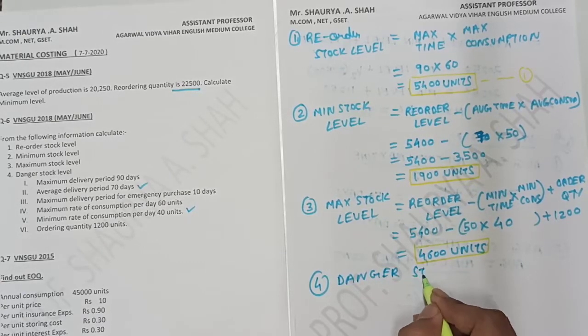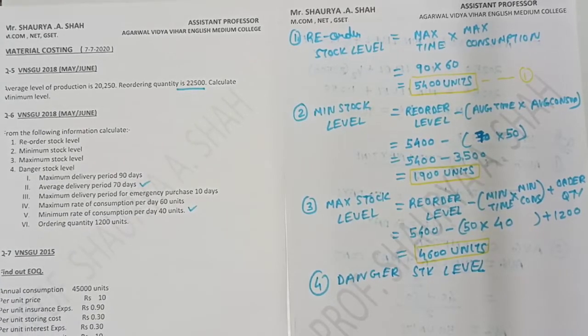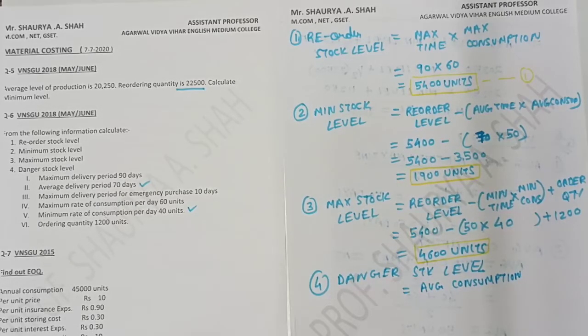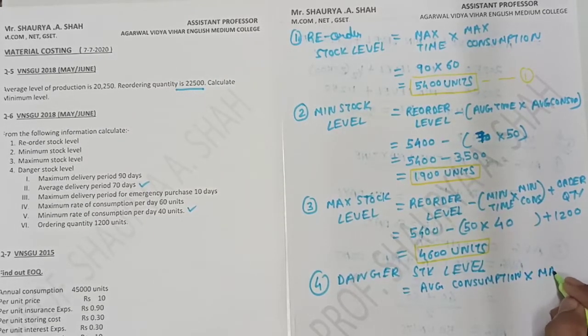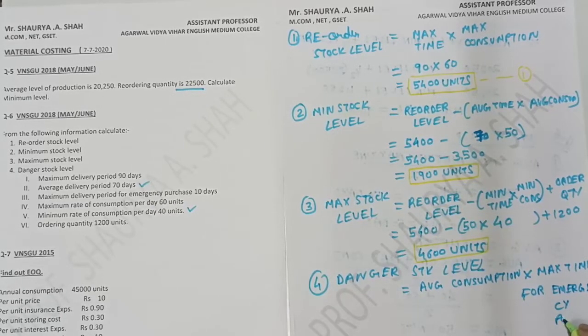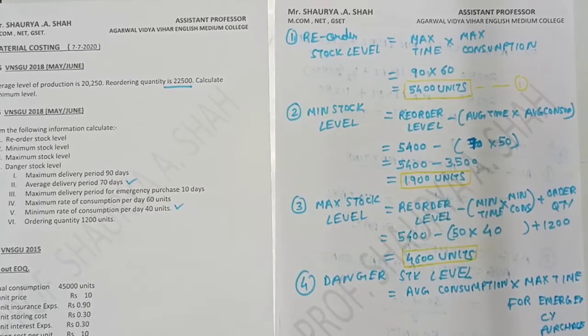Danger stock level, right? What is the formula for danger stock level? This is the very first time we are solving this danger stock level. The formula is your average consumption into maximum time for emergency purchase. I hope it is clear, everyone. You must have studied this formula when we started with the very beginning lectures of this chapter. So that is average consumption into maximum time for emergency purchase.